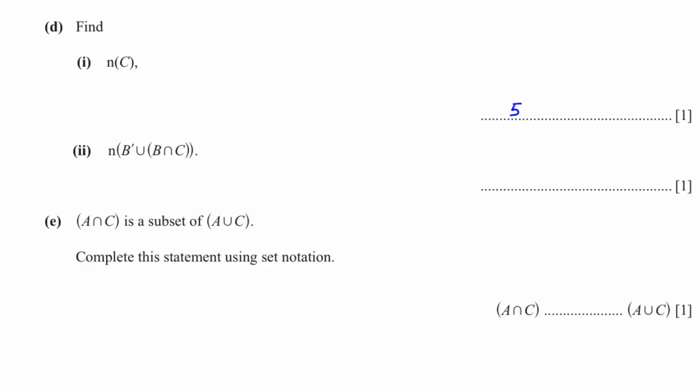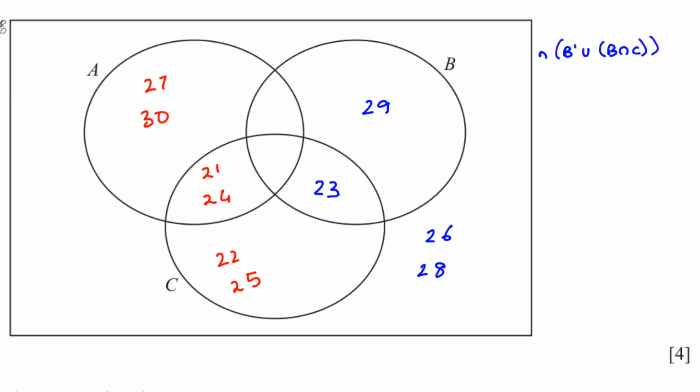Next question. n(B complement union B intersection C). B complement can also be understood as not in B, union B intersection C. So not B are all these elements. All these elements are not in B. Union means you combine them with B intersection C. What is in B intersection C? 23. So all of these numbers except 29. Let's count them. 1, 2, 3, 4, 5, 6, 7, 8, 9. Therefore, the answer is 9.